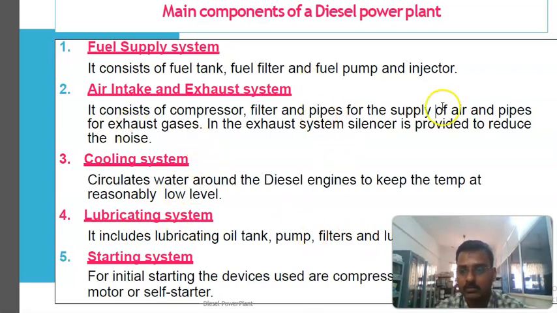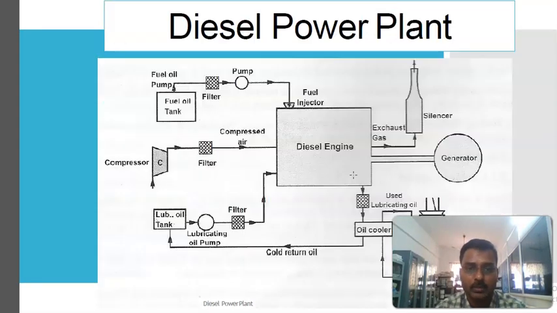Next, the starting system. For the initial start, the devices used are compressed air, battery, and electric motor as the self-starter. This is about the diesel power plant.